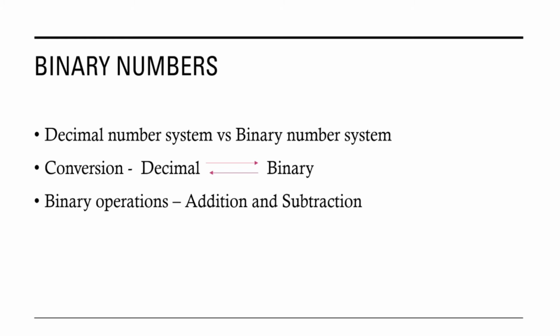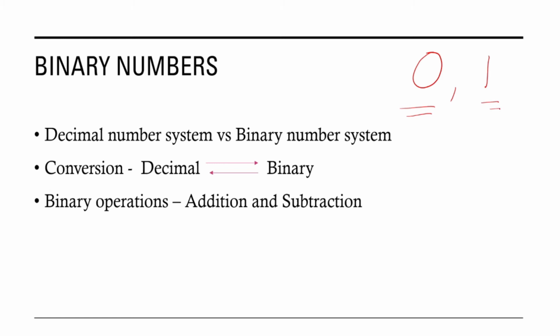Now, what are these binary numbers? Usually we use numbers from 0, 1, 2, 3 up to 9 when we write any number. That number system is called the decimal number system. On the other hand, in binary numbers, we use only two digits, namely 0 and 1. So what is the use of these binary numbers and these two bits called 0 and 1?